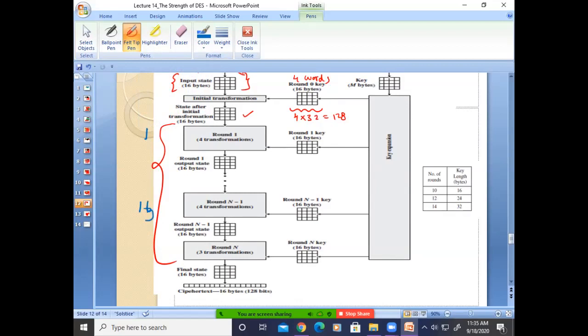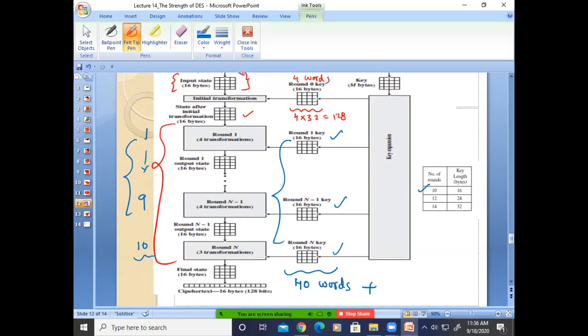Suppose there are 10 rounds. Then rounds 1 to 9 have four transformations, and the 10th round has only three transformations. We will see what those are later. And for each round there is a 16 byte key. Now, how many total words are possible? Rounds 1 to 10 mean 40 words, plus the pre-round key of four words. So total, 44 words of key.